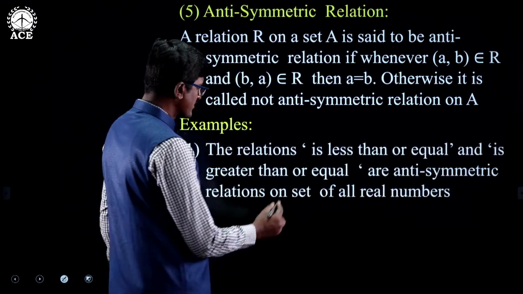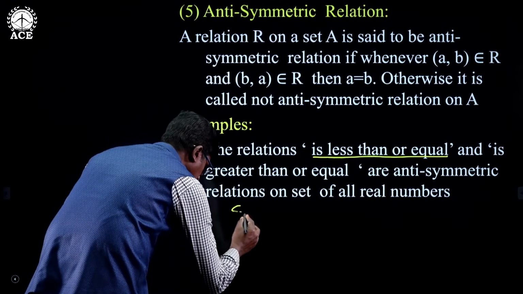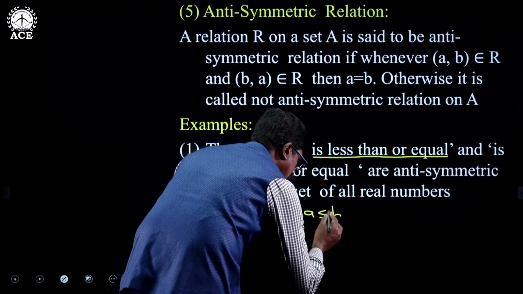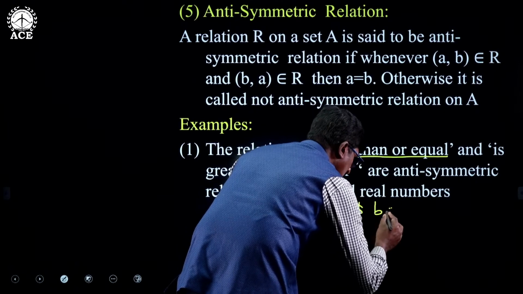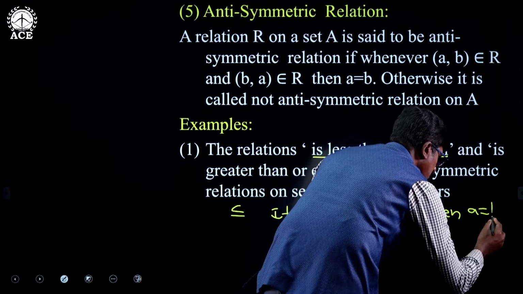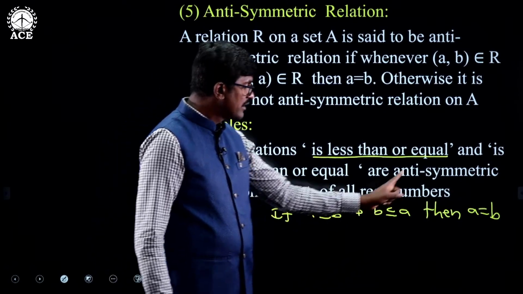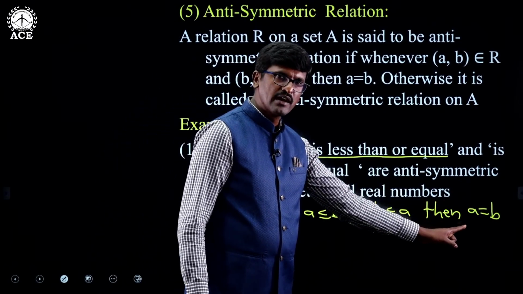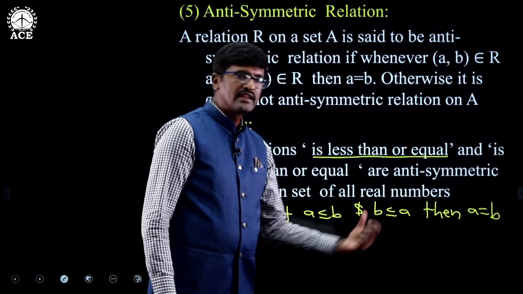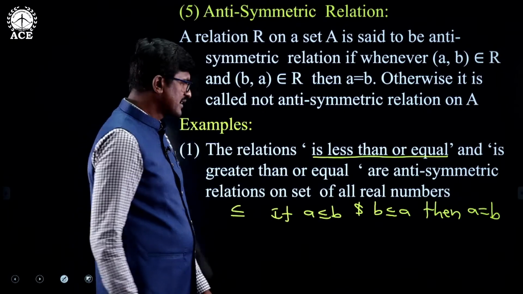Now, if you look at the relation is less than or equal to. For example, if A is less than or equal to B and B is less than or equal to A, then A must be equal to B. So if there is an ordered pair (A,B) and (B,A), then it will be possible only when A and B are equal. If A is less than or equal to B and B is less than or equal to A, then A and B must be equal. So the relation is less than or equal to is an antisymmetric relation.